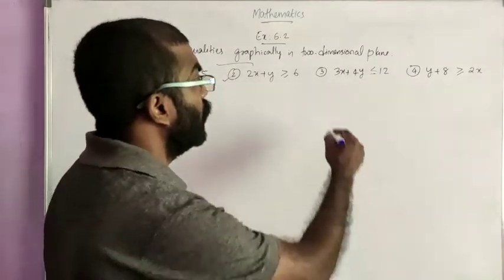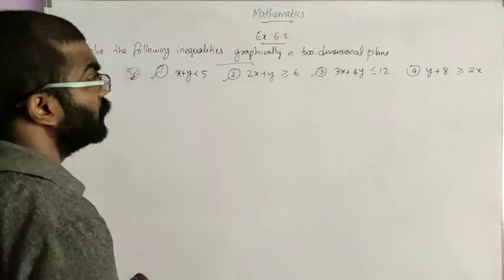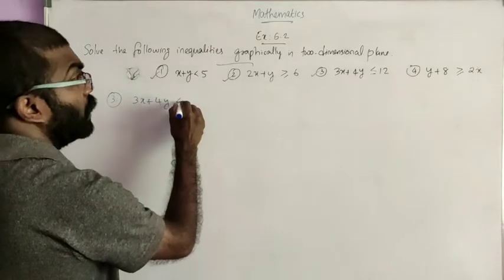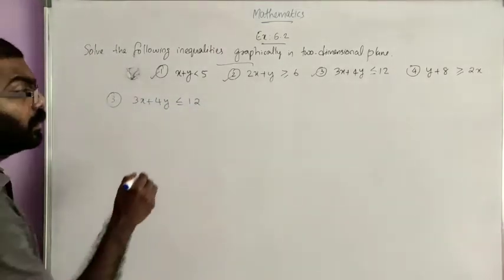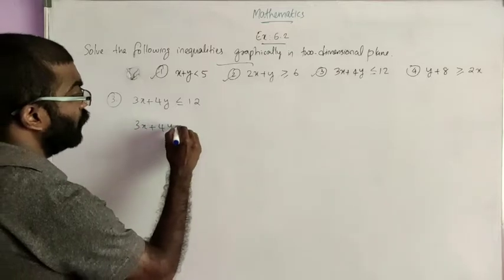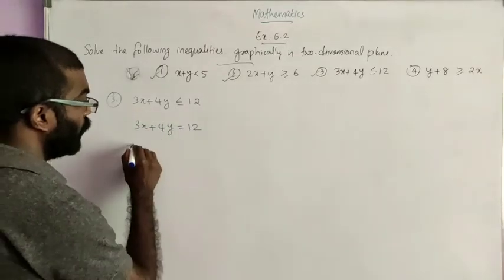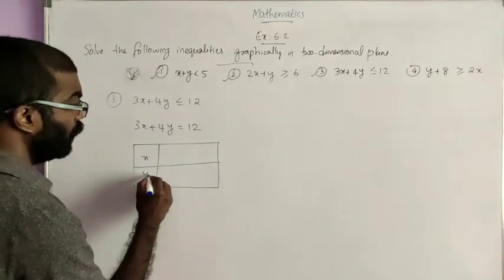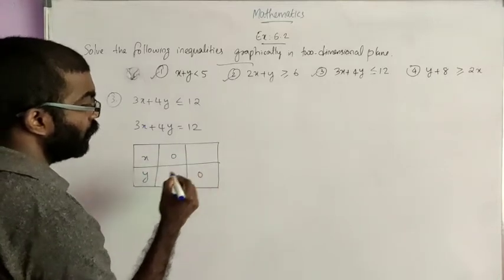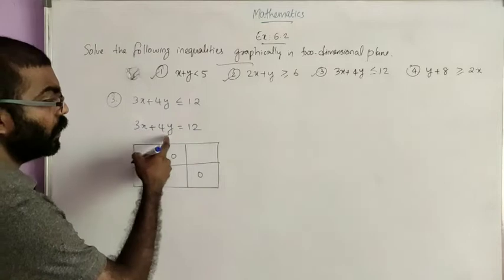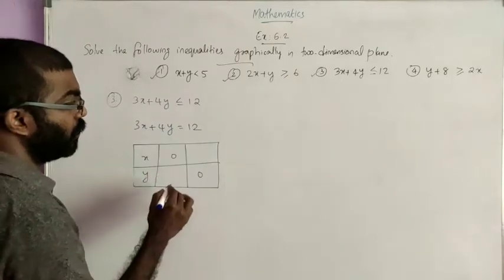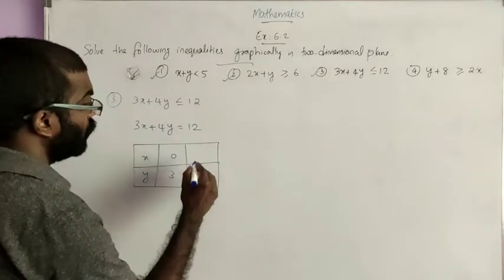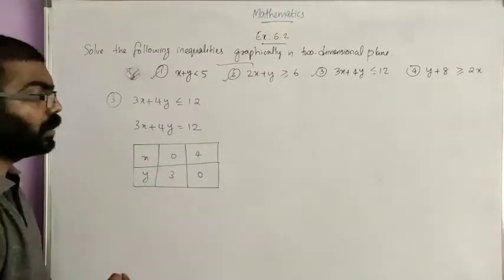Now we move on to the third question. 3x plus 4y is less than or equal to 12. Here also we use the same method. 3x plus 4y is equal to 12. And we can find 2 points. We can put x equal to 0 and y equal to 0. When x equal to 0, 4y equal to 12, or y is equal to 12 by 4, 3. And when y is equal to 0, 3x is equal to 12, or x equal to what? 12 by 3, 4.